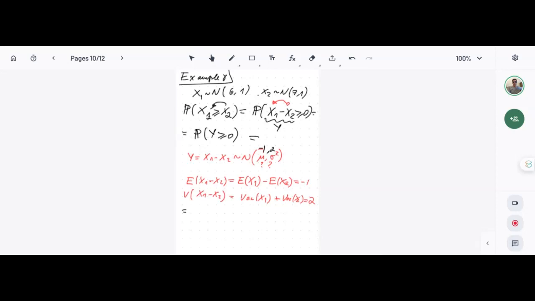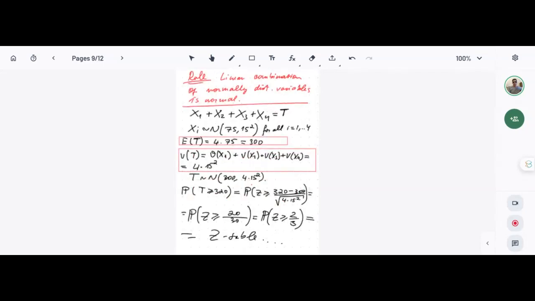So therefore, in the end, you can say that probability that y is greater than or equal to 0 is actually equal to probability, I apply z transformation of y, I get z variable greater than or equal to 0 minus minus 1, which gives me positive 1, divided by square root of 2. Okay, that is going to give you probability that z exceeds 1 over square root of 2. And then the rest is you have to look at the Z table. The rest is going to be easy.